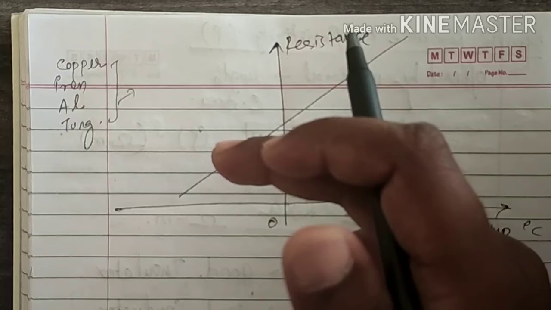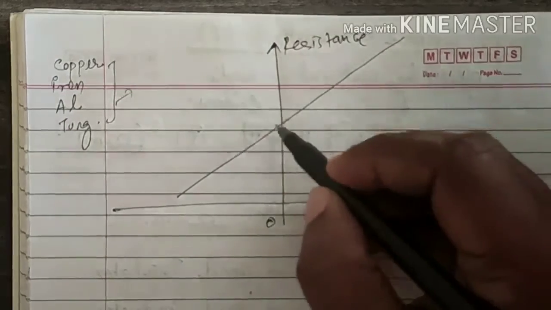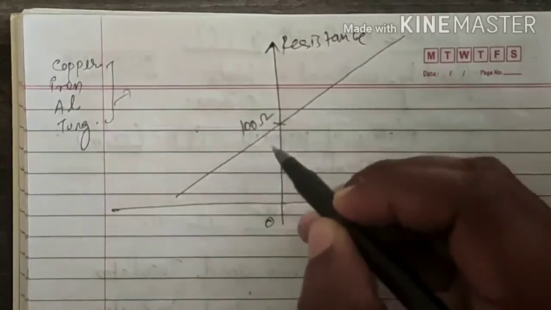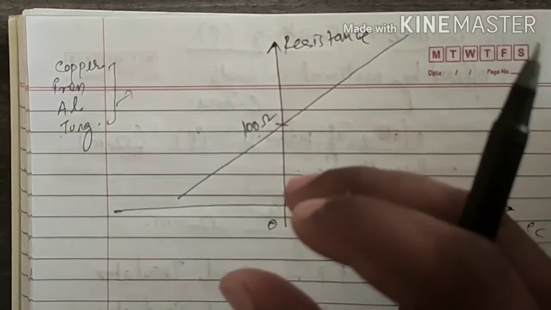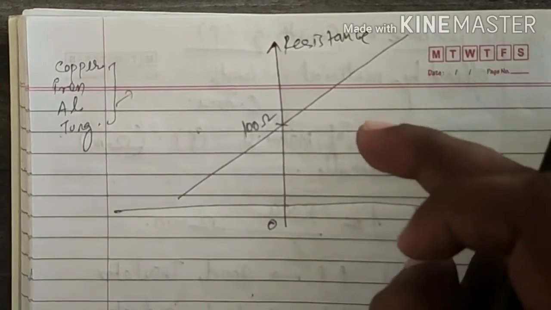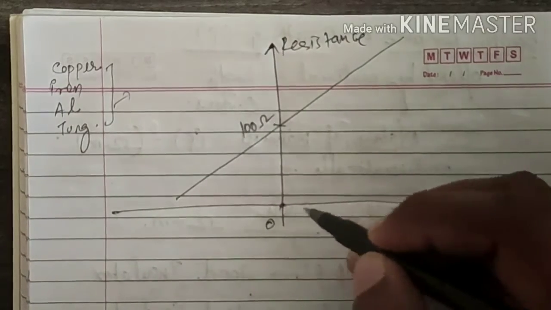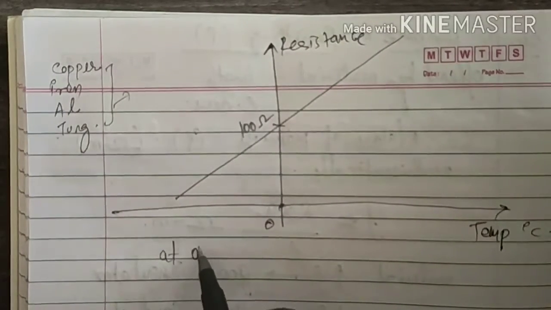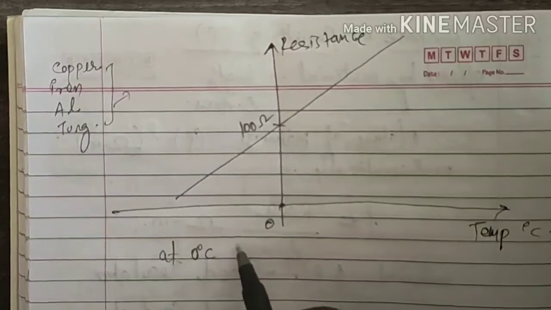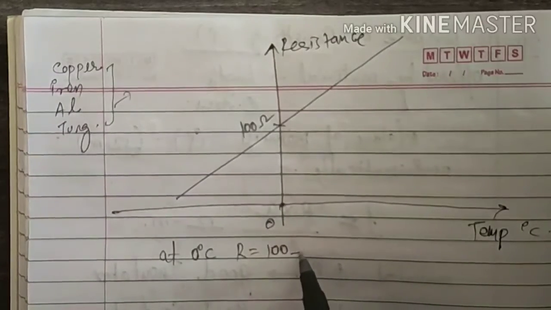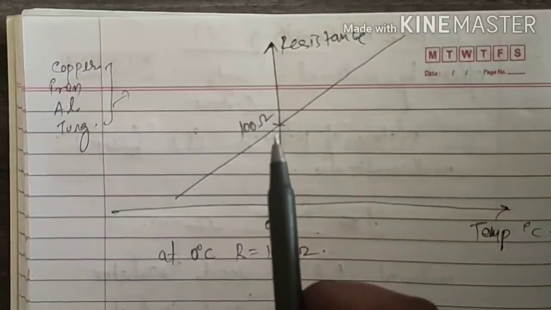Let's suppose it has a resistance value of 100 ohm here. It has a linear property, and its resistance is 100 ohm at 0 degrees Celsius for this pure metal.